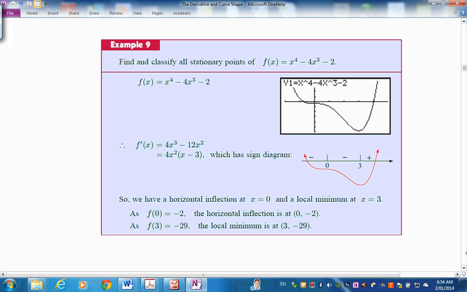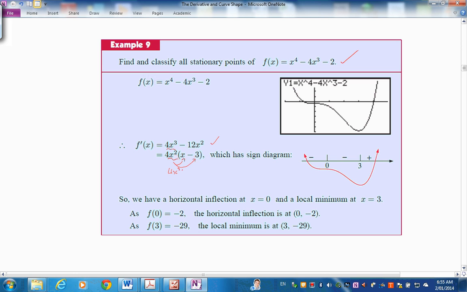Find and classify all stationary points of this one. Okay, first step, get the derivative and factorise it, common factor of 4x squared. What do you multiply 4x squared by to get 4x cubed? It's x. What do you multiply 4x squared by to get negative 12x? It's negative 3. Then we put this equal to naught.